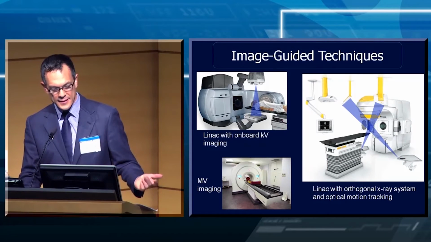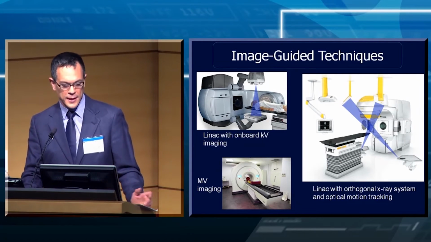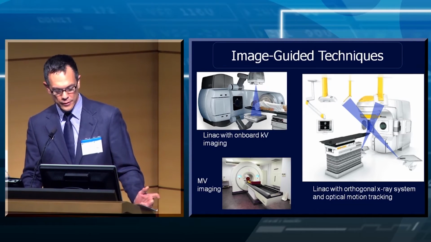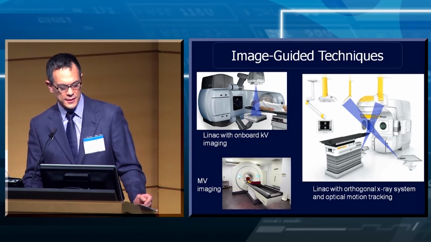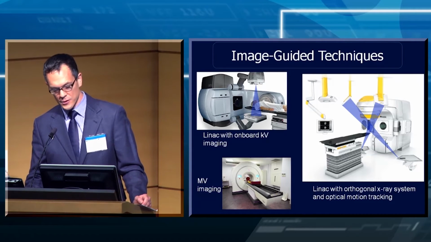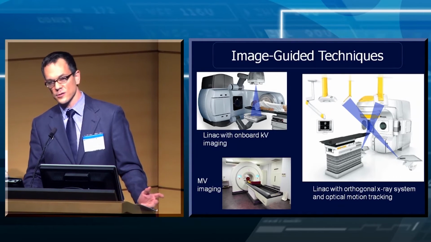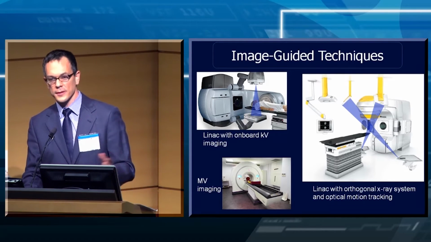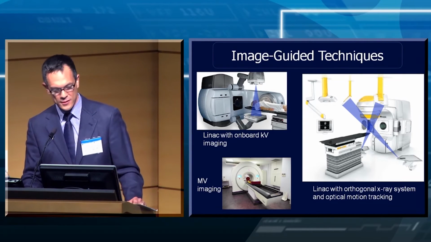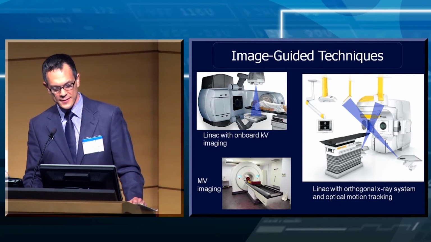There are also image-guided techniques that can use a frame or not, and they use the onboard imaging capabilities of the machines to help guide the localization. Here you see a LINAC with an onboard X-ray system or an onboard CT system. Here's another one that uses orthogonal X-rays, and you can also have optical tracking and surface tracking during a treatment to make sure you know where the patient is. And then there are other machines that use MV imaging. So there are all sorts of ways to do image-guided techniques.